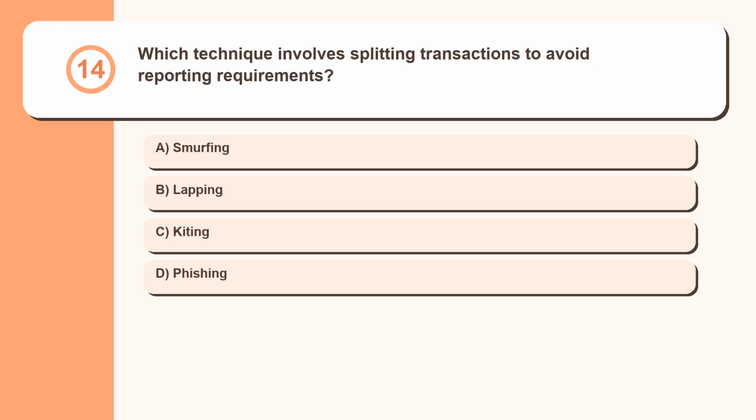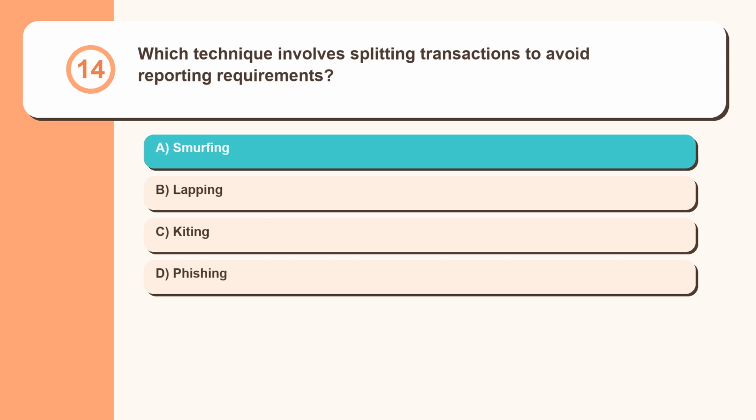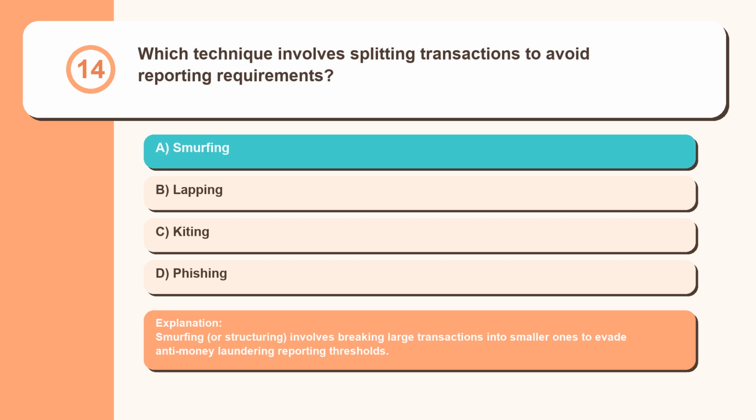Question 14. Which technique involves splitting transactions to avoid reporting requirements? Smurfing, lapping, kiting, phishing. Smurfing, or structuring, involves breaking large transactions into smaller ones to evade anti-money laundering reporting thresholds.